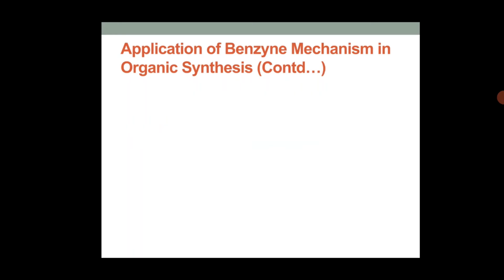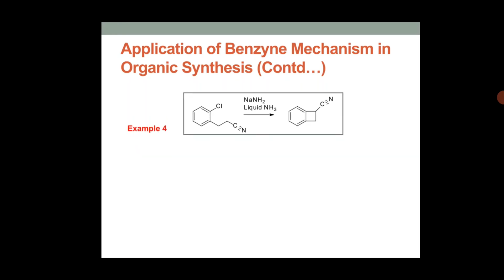Let's look at example 4. Here also we want to make a benzocyclobutane intermediate, and through a benzocyclobutane intermediate we want to synthesize this compound. So how can we get this benzocyclobutane derivative from this compound?